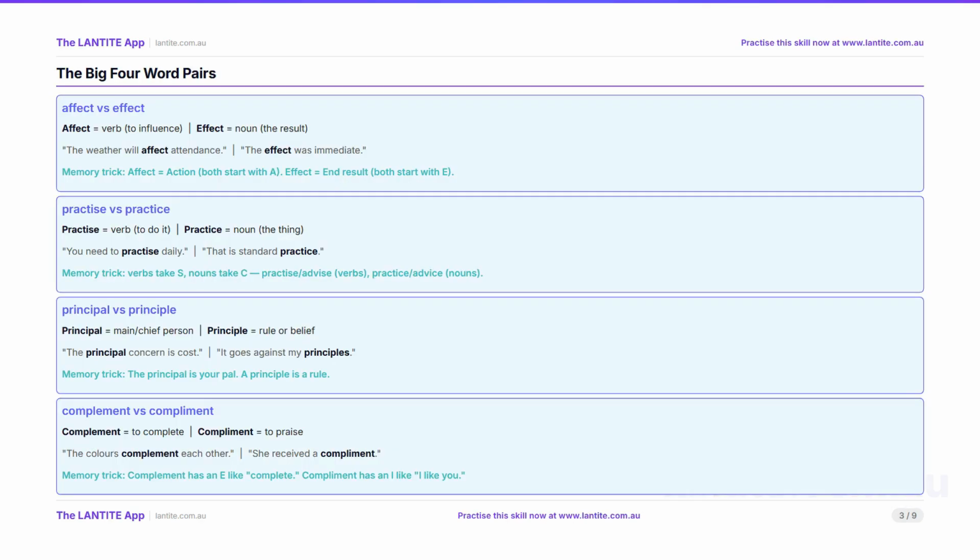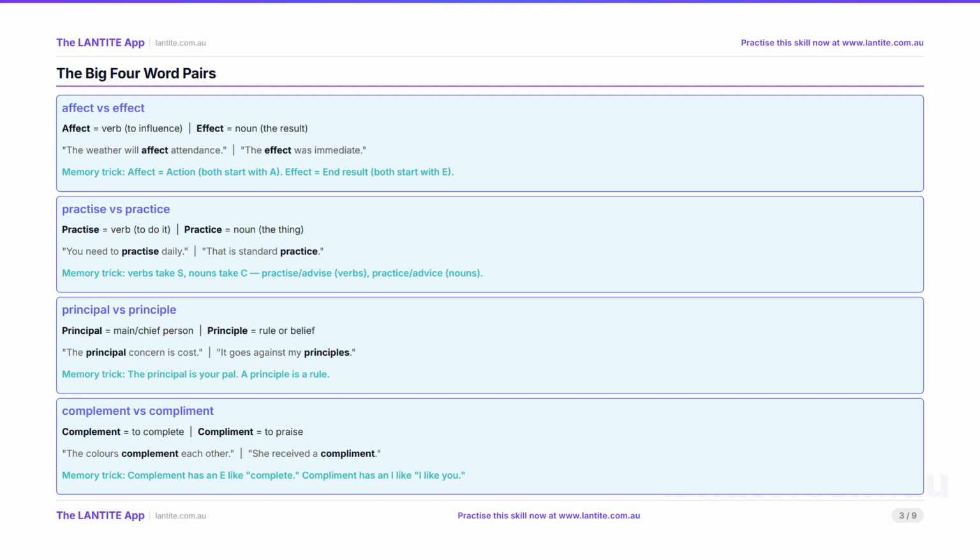Let us start with the four most commonly confused pairs. First, affect versus effect. Affect is a verb meaning to influence. Effect is a noun meaning the result. Remember, effect equals action. Both start with A. Effect equals end result. Both start with E.